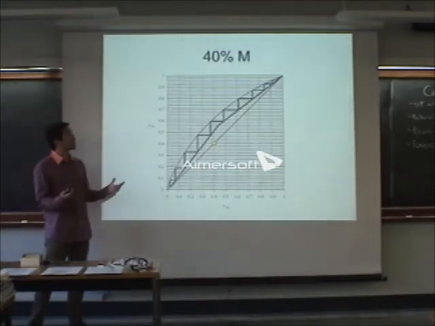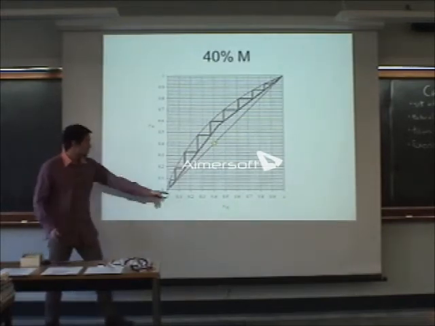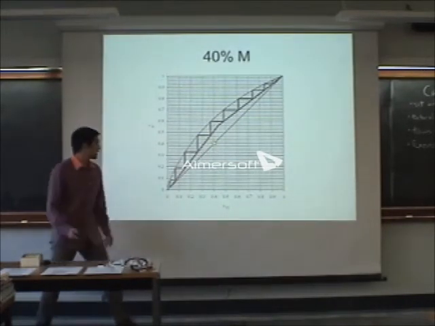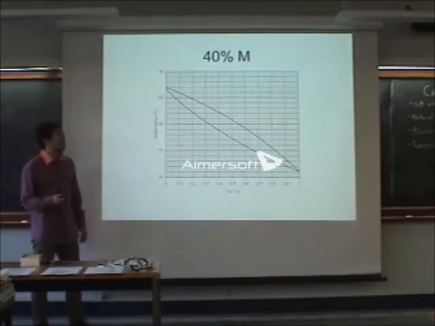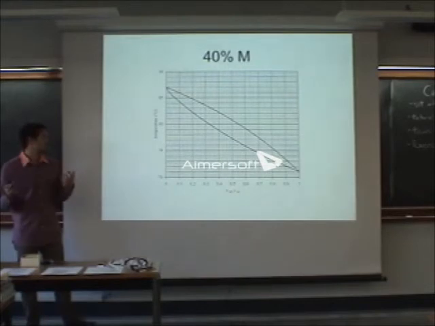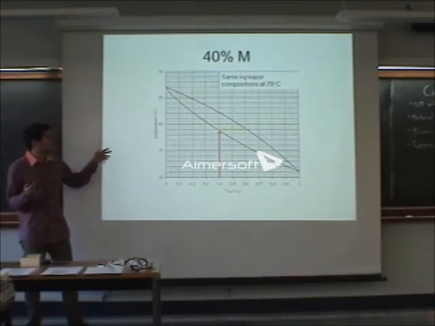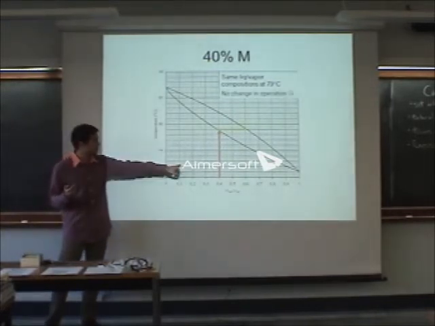All right, so now we're changing the conditions of the reactor, and we only get 40% M out. So we got 40% coming into the feed stage. Now the problem is, does this change any of the operating conditions for the distillation column? So we have the same liquid and vapor compositions at 79 degrees Celsius. So we draw that on here.